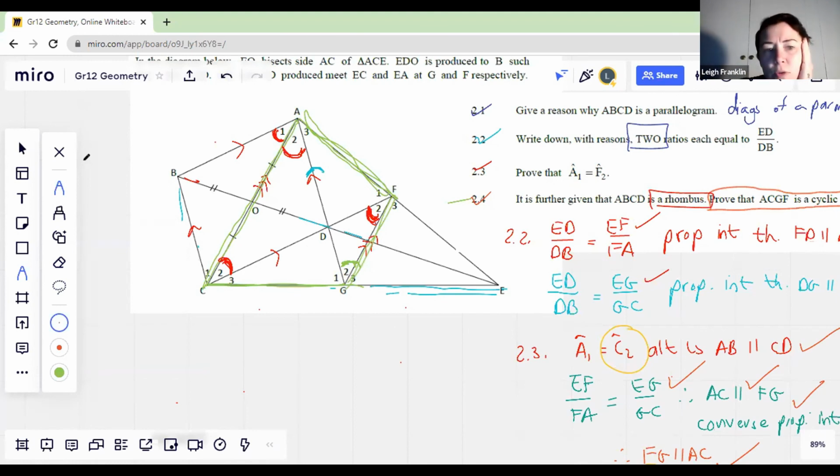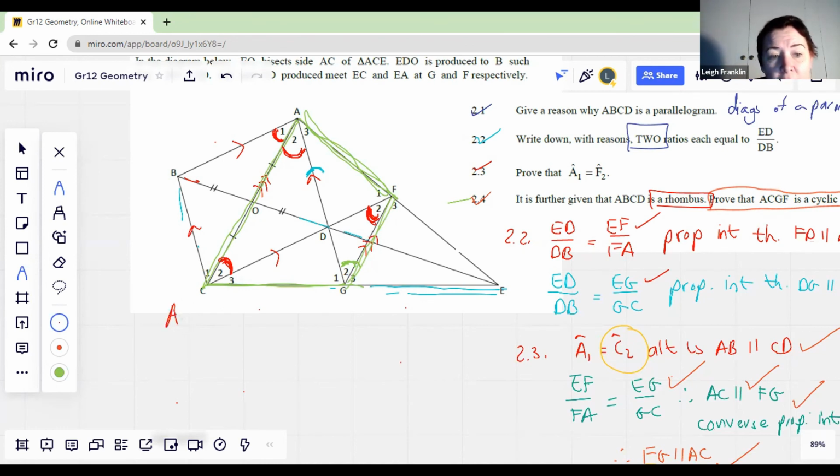They told me it was a rhombus because the diagonal bisects the corner angle. So if A1 equals A2 and A1 is already equal to F2, then A2 and F2 are equal to one another and ACGF is cyclic. Does that make sense, Karabo? Yes, ma'am. Okay, you sure? Yes, ma'am. Thank you. Okay, I'm just going to write it down for you again.